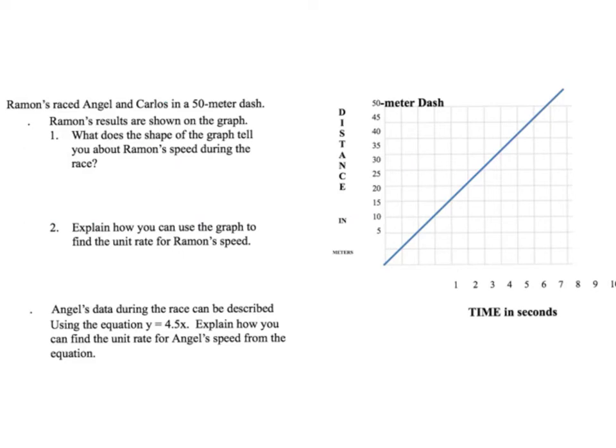So let's look at our first example on your guided notes. This graph shows Raymond's results for the 50-meter dash, in how many seconds it took him to run a certain number of meters. So number 1 says, what does the shape of the graph tell you about Raymond's speed during the race? If we look at it, it shows that his speed was constant. And that is important because we're talking about a constant of proportionality.